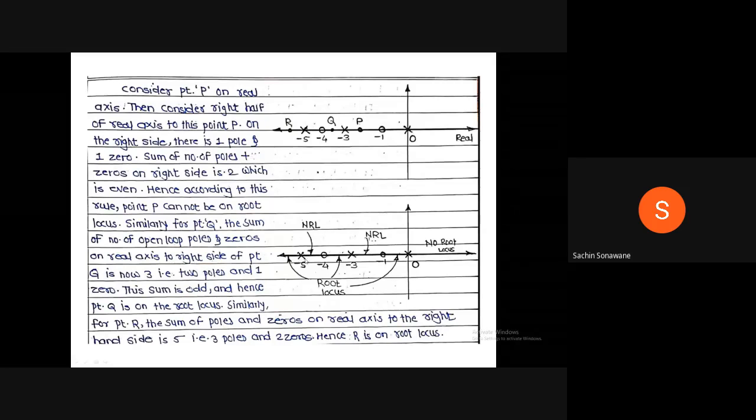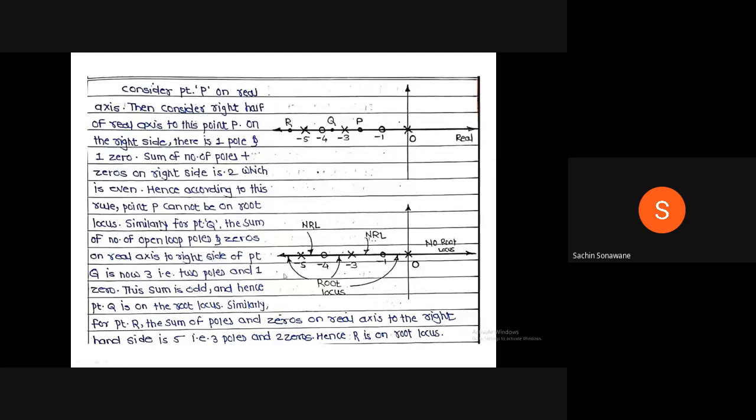Now go to minus 5. Towards the right side of minus 5, if you see, the addition of poles and zeros is equal to 4, therefore an even number. Therefore, between minus 4 and minus 5, no root locus region is there. And to the left side of minus 5 up to minus infinity, root locus region exists. Therefore, this is the method to determine where root locus exists and where root locus does not exist.